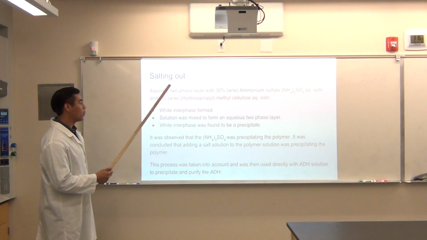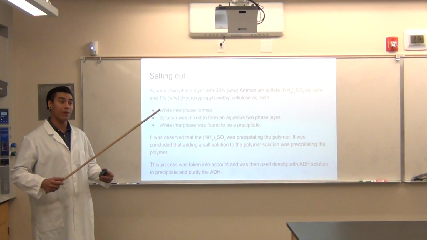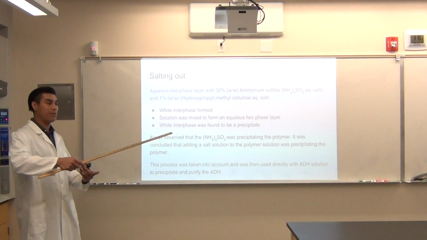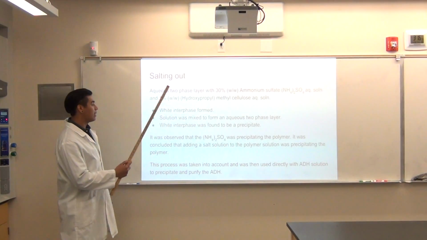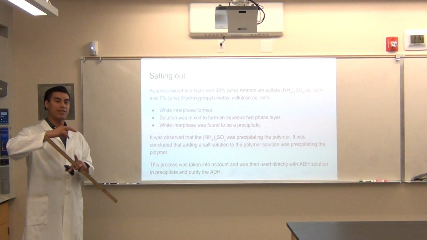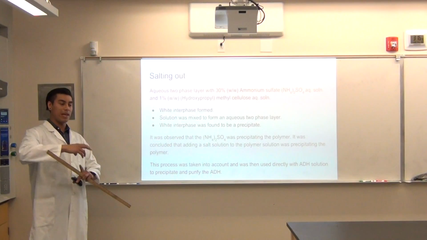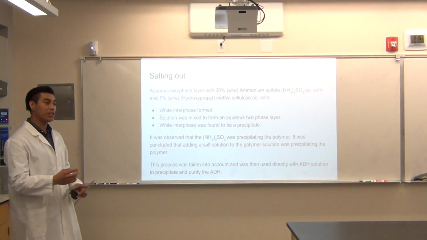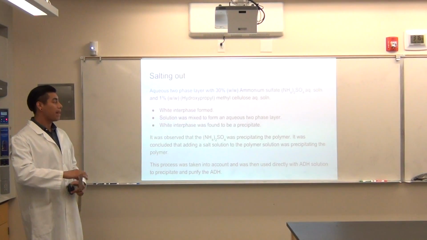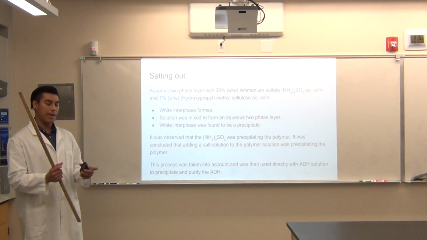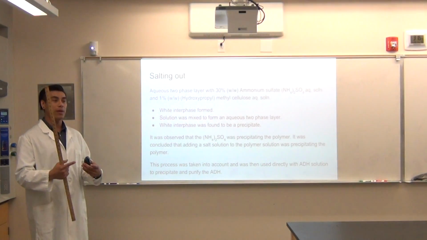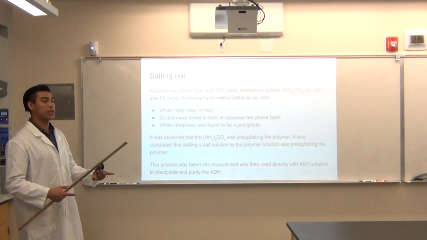However, to check if it was actually an aqueous two-phase layer, we mixed it to make sure. What happened is that the white interface that forms between the aqueous layer on the top and the aqueous solution on the bottom was actually a precipitate. So we mixed it, and we found out that the white interface was actually precipitating out the polymers of our polymer solution.